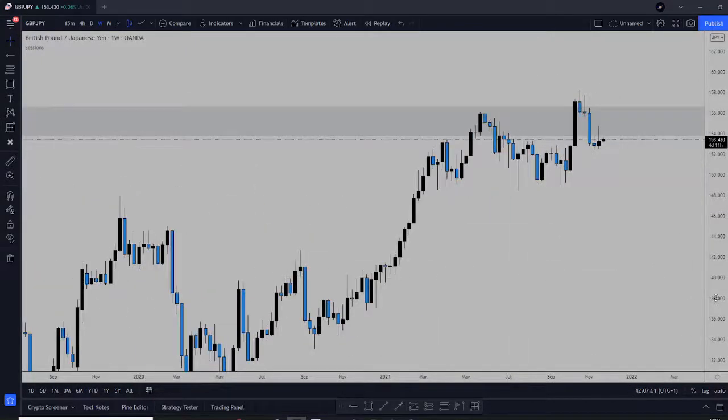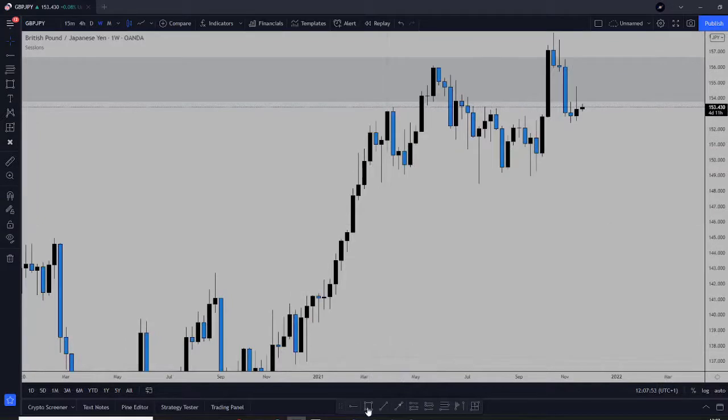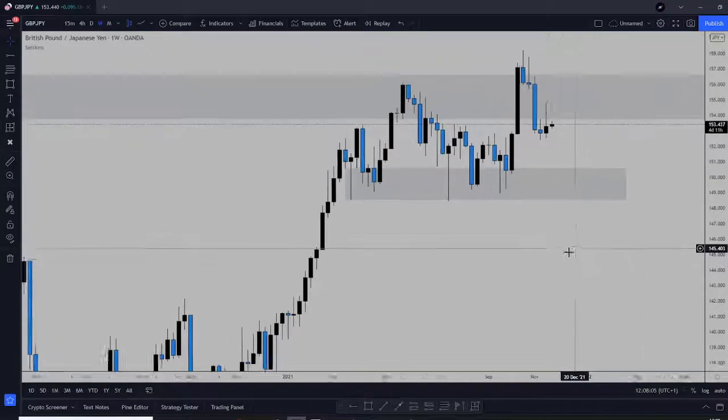Now, on the buy side, there's some more zones. This would be a weekly zone. We wouldn't really take this zone as it would be too big, so we use these candles to make the zone a bit smaller, because if not it would be too big.